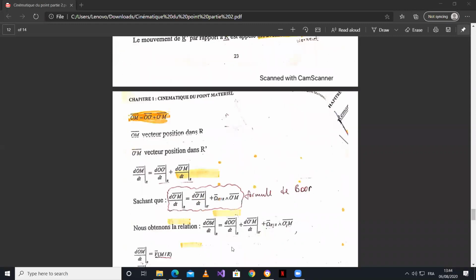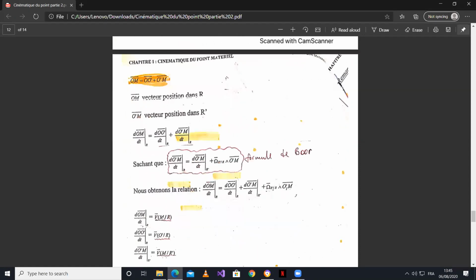So when we get this, we are going to write it now. We'll get this and we'll bring it there, we'll substitute it there. So we're going to have d de OM dt dans R égale d de OO prime dt dans R plus d de O prime M dt dans R prime. This one here plus oméga de R prime par rapport à R vectoriel O prime M. Okay, and this is going to be your new vitesse when you have un changement de référentiel, because you have a changement de référentiel here. So when you have a changement de référentiel, this will be your new expression for the vitesse.